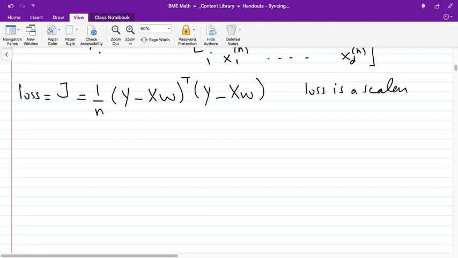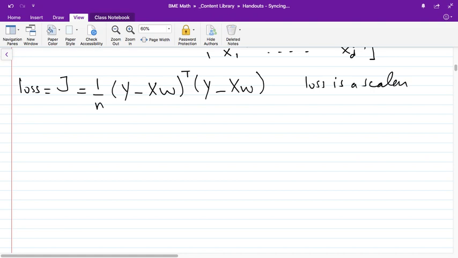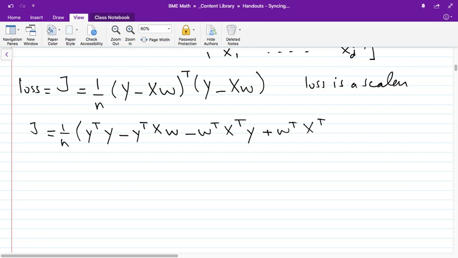All right. So let's multiply this out and see what we get. So j, my loss, is equal to 1 over n, and I'm just going to multiply these through. The first term is y transpose y. The second term is y transpose xw. The next term is w transpose x transpose y. And the final term is w transpose x transpose xw. X is a matrix, w is a vector, y is a vector.